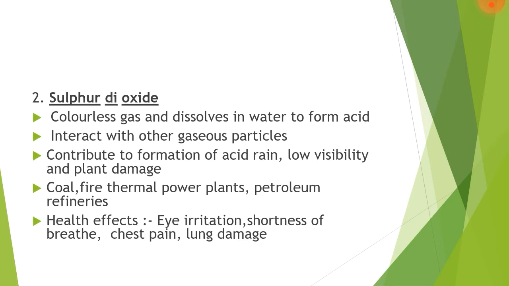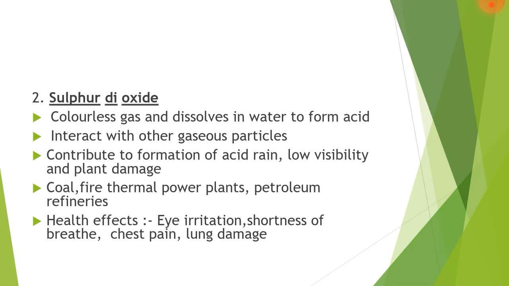Then talking about the next air pollutant, sulfur dioxide. It is a colorless gas that dissolves in water to form acid and interacts with other gaseous particles. It also contributes to the formation of acid rain, low visibility, and plant damage.